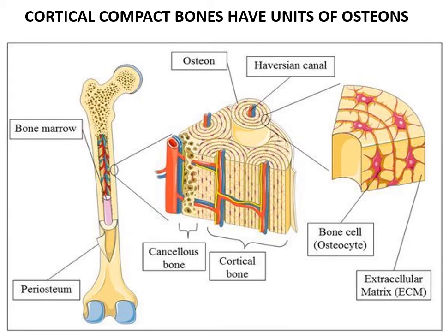Now we have a femur on the left there. When we're talking about the cortical compact bones, they're the ones that have those Haversian systems, and they're made up of osteons. We're not going to get into too much detail about those. Just know that compact bone is organized into osteons, and compact bone forms the outer part of bones typically.